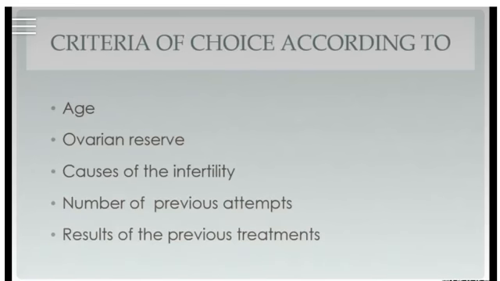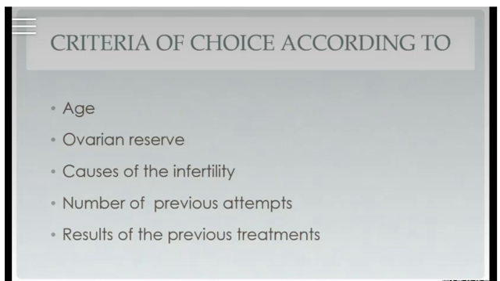So the criteria of choice for a treatment are age, ovarian reserve, causes of the infertility, number of previous attempts, and results of the previous treatments. You could choose the kind of desensitization, the kind of gonadotrophins, and the dose, depending on the first 3 criteria for a first treatment, and all 5 criteria for following treatments.